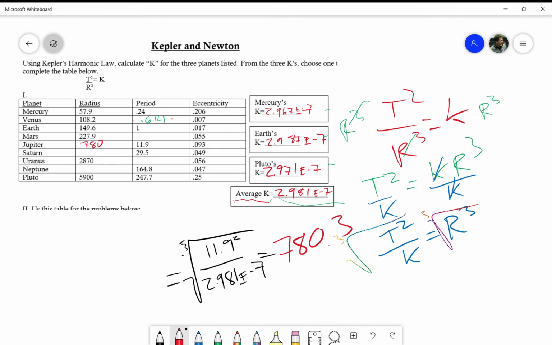Now this number doesn't really make a whole lot of sense, but it's just compared to Earth's distance of 149.6. So that doesn't make as much sense. But notice this, if it takes 1 year for Earth to go around the Sun, it takes 11.9 years for Jupiter. All right, so that's how you solve for the radius in these problems.